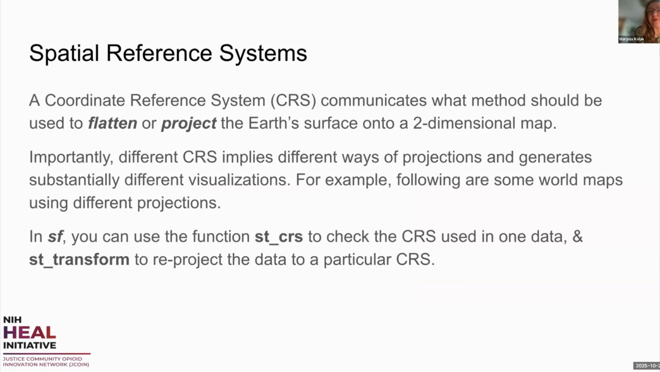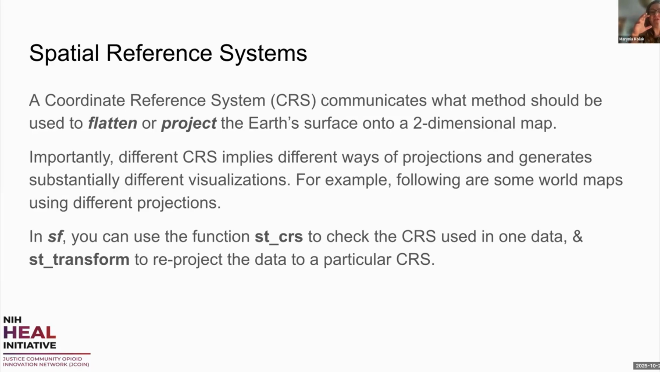So with that, we're going to shift to probably the most important part of working with spatial data, and that is understanding what your spatial reference system is. A coordinate reference system, we might use the term CRS, will communicate what method should be used to flatten or project the Earth's surface onto a two-dimensional space. The Earth is round, and it's actually not even perfectly round. It's rather lumpy, it turns out, as a geoid object.